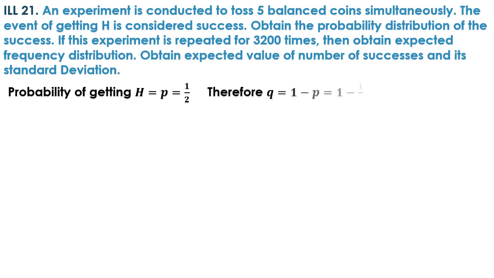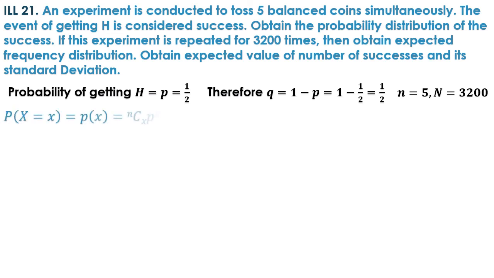Similarly, the failure q is also 1 upon 2, and we know that the number of times a coin is tossed, or 5 coins are tossed, so small n is 5, while this experiment has been repeated 3200 times, so capital N is 3200. When we are calculating the probability, we need the small n, but when we are calculating the expected frequency, we need the capital N. We will see how we do that.